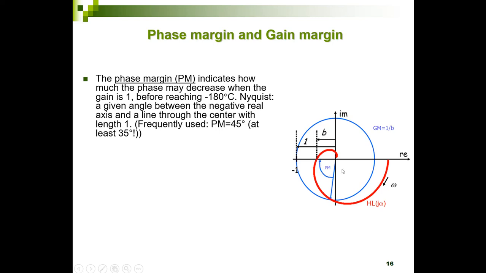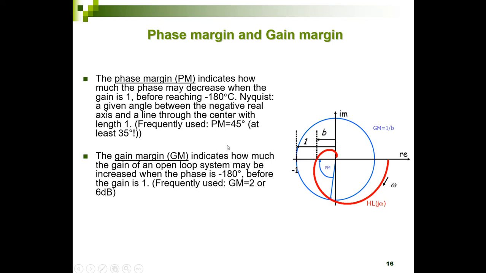So for the phase margin, look to the point where the amplitude of your open loop system, which is the red curve, is equal to 1, and then see how much phase is left before you reach -180 degrees. And in practice, a phase margin of 45 degrees is a really good value to start with.